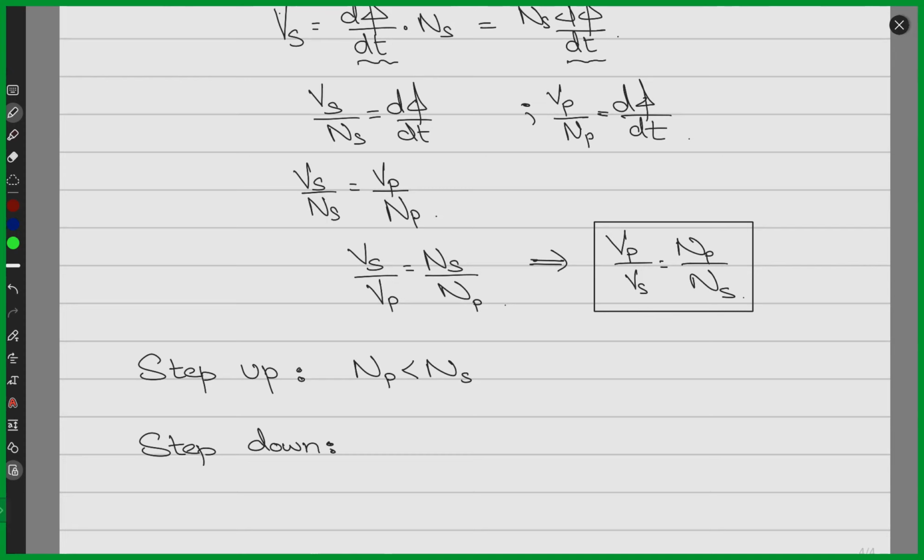For a step down, it is exactly the opposite. Now you want to step down the potential or the EMF induced. And you can do that by keeping NP greater than NS. So NS is now less. The number of turns in the secondary coil are less, which means that the EMF induced in the secondary coil will also be less. Right.